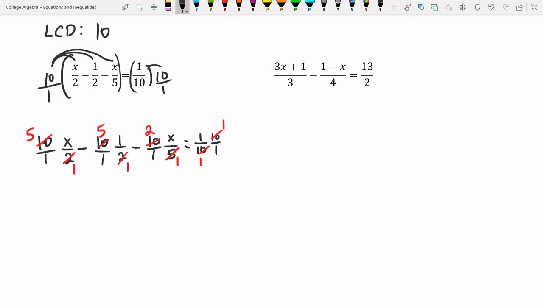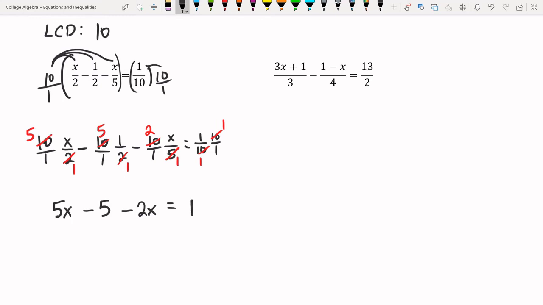Now we have 5 over 1 times x over 1. That becomes 5x over 1, which is just 5x. Then we have 5 over 1 times 1 over 1. That's just going to be 5 times 1, 5. And 2 over 1 times x over 1 is 2x. This equals 1 over 1 times 1 over 1, which is 1.